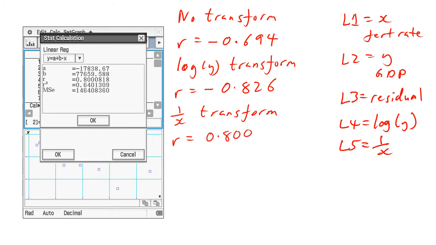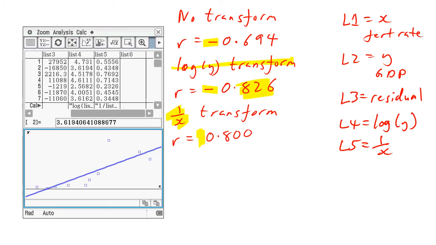0.800, which brings me to an important point. If this is negative and this is negative, when you do a reciprocal transform, the sign flips. So if the first two had been positive, then the inverse would be negative and vice versa. But if we look at the absolute values, which one is the strongest? 0.826 beats 0.800 and 0.694. So the best transform is the log y transform because it has the strongest r.